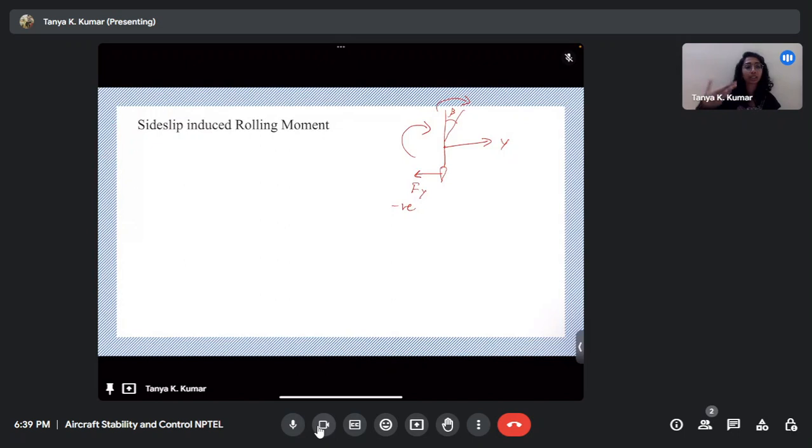Well and good. Now why does it produce a rolling moment? Can you look at this force Fy and tell me why it produces a rolling moment? This negative Fy, why does it produce a rolling moment? When you see it from the side view, you have Fy and Cg is somewhere here. So why does it produce a rolling moment?